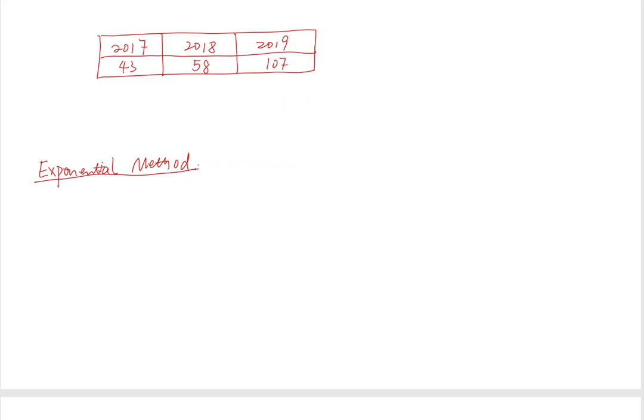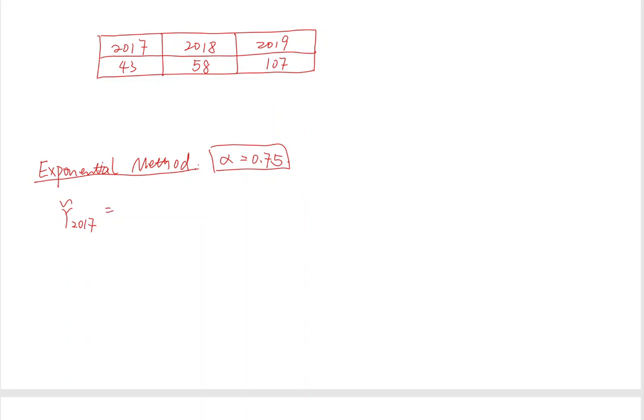We know that if you want to use the exponential method, you cannot define L. Instead, you need to define alpha. Here I want the exponential method with alpha equals, let's say, 0.75. This alpha will always be given to you. Next, if you want to make the prediction, you always need to calculate the estimated value. So first we need to get the estimated value for 2017.